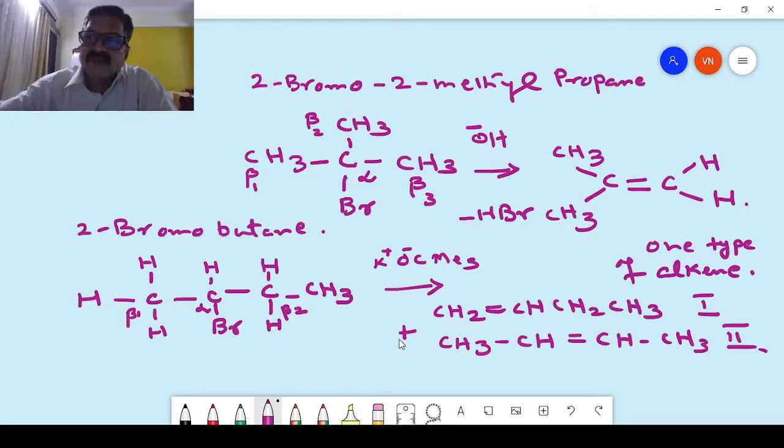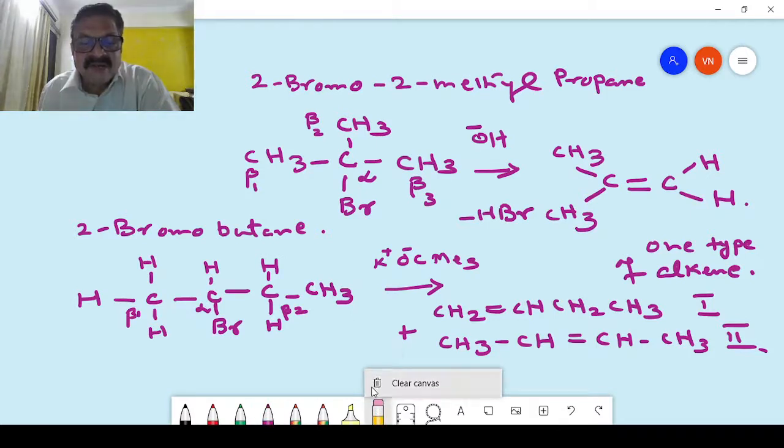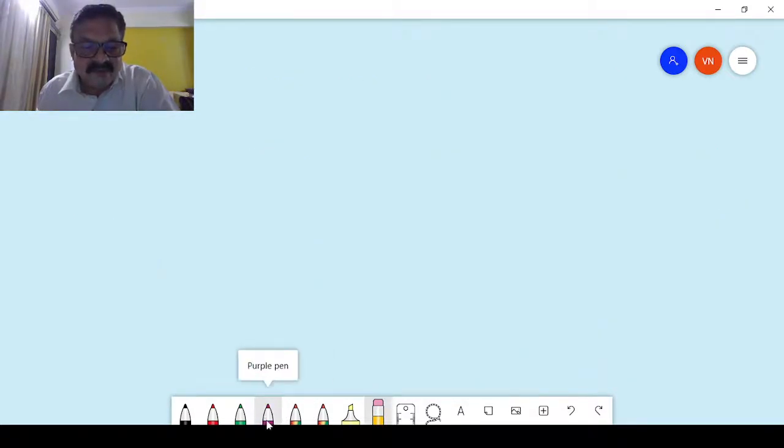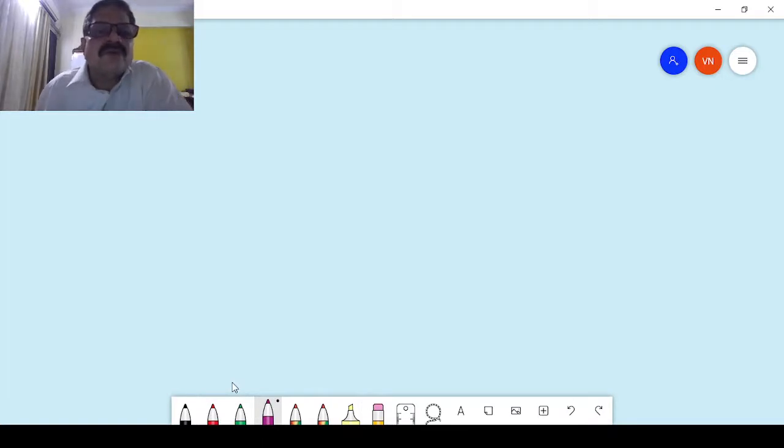There are certain specific rules for all these kinds of things. So which is the predominant alkene? We will find out. Okay, now the mechanism we can see: the E2 mechanism. Just like the SN2 mechanism, because these things are all more or less similar. There are so many characteristics common to SN2, E2, SN1, E1, so it will be very easy to understand here.